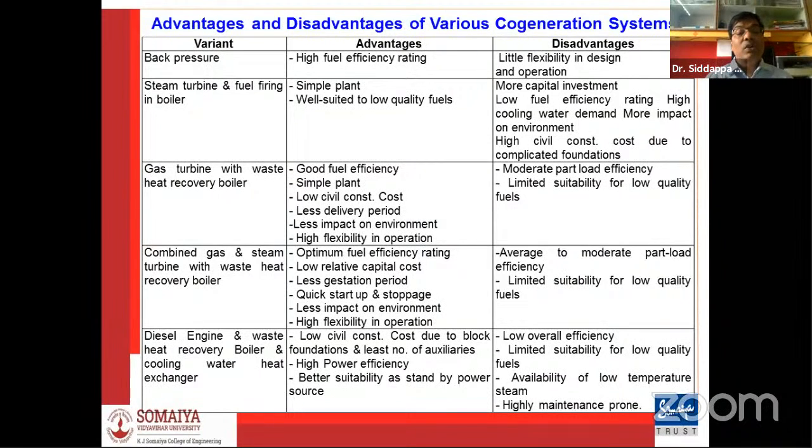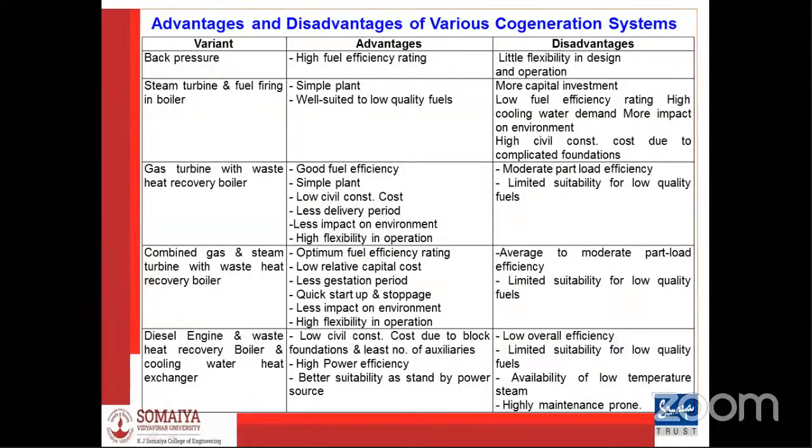And if you go for the combined gas and steam turbine power plant system, there is optimum fuel efficiency rating, relatively lower capital cost, less gestation period, quick startup and stoppage, less impact on the environment, and high flexibility in operation. The disadvantages are average to moderate part load efficiency and limited suitability for low quality fuels, which is one of the disadvantages of a combined system.